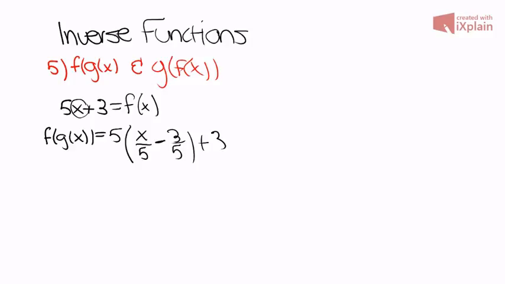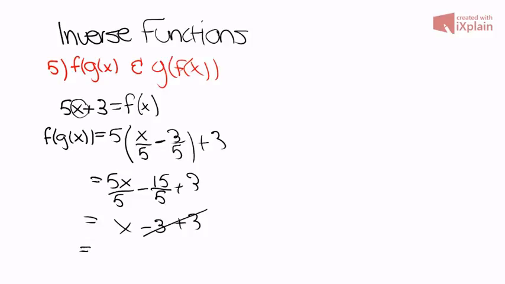So let's solve it. This would be 5x over 5 minus 15/5 plus 3, and it would get us x minus 3 plus 3, and this would be the way I eliminate this, and this would be y if we substitute this, and y equals x. This will tell us that our inverse function is a correct one.